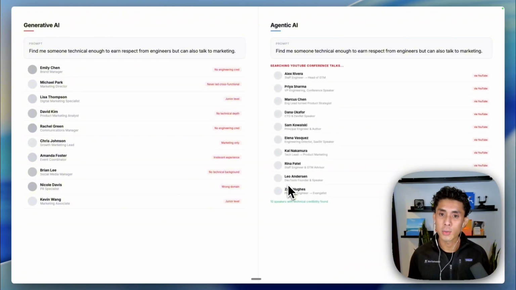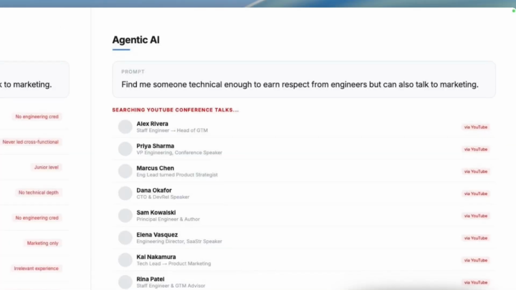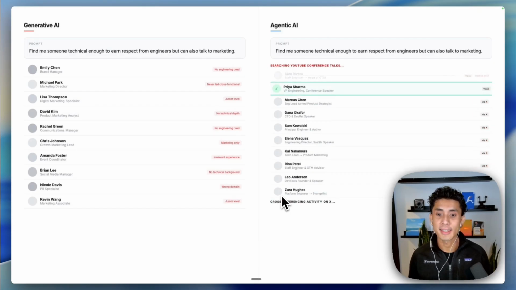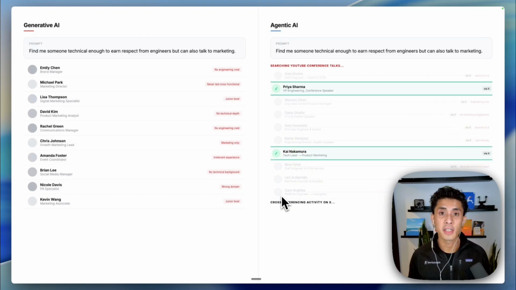It looks like it starts to search YouTube conference talks to find panels of people that are relevant for the position that we're looking for. So it finds 10 speakers with technical credibility. After it finds those candidates on YouTube, it takes it to the next level and cross references their activity on X. It starts to look at what do they talk about? Who is in their network? It uses all of these things as signals of quality to find the best candidates. And ultimately, it lands on two. It looks like we have Priya Sharma and Kai Nakamura.